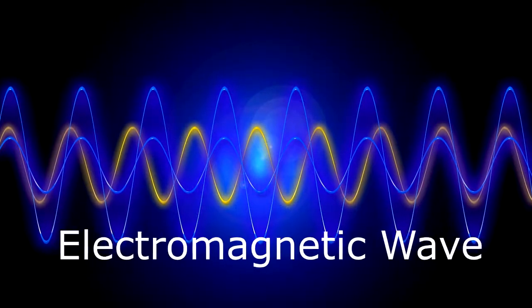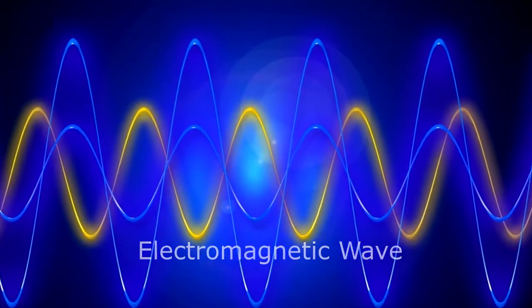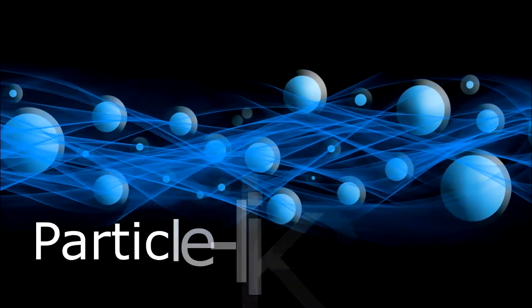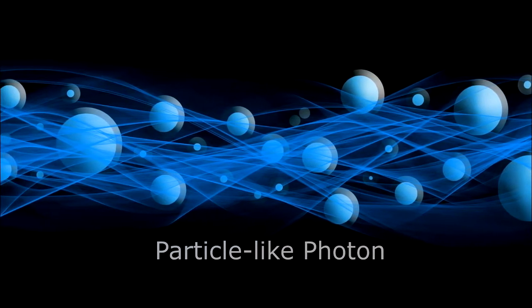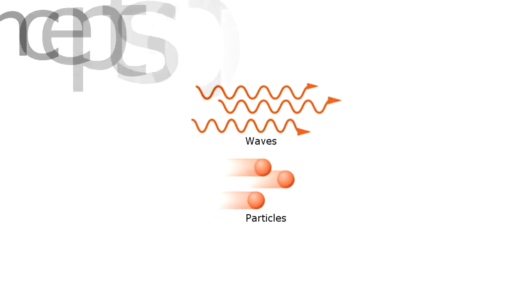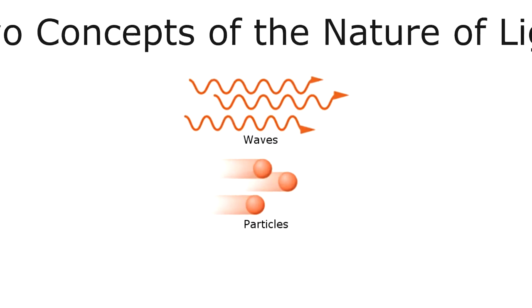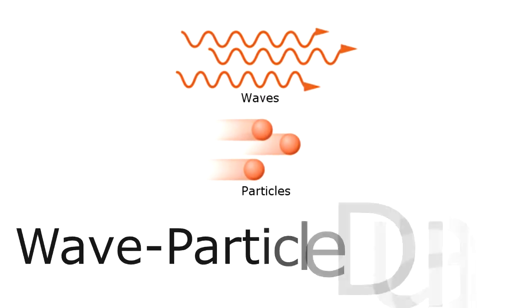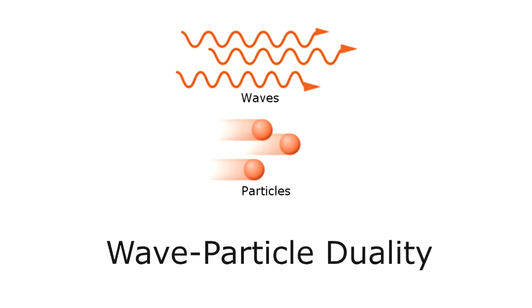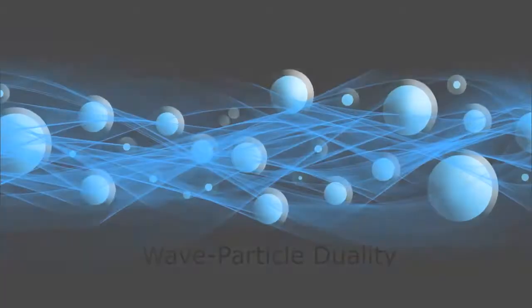Now, it turns out that our view of light as an electromagnetic wave is only half the story. Quantum mechanics shows us that light also has a particle-like nature called the photon. So we have two very different ideas of how light works, as waves like electromagnetic waves, and as the motion of massless particles called photons. This pair of explanations is called the wave-particle duality, and it's a recurring theme in quantum mechanics.